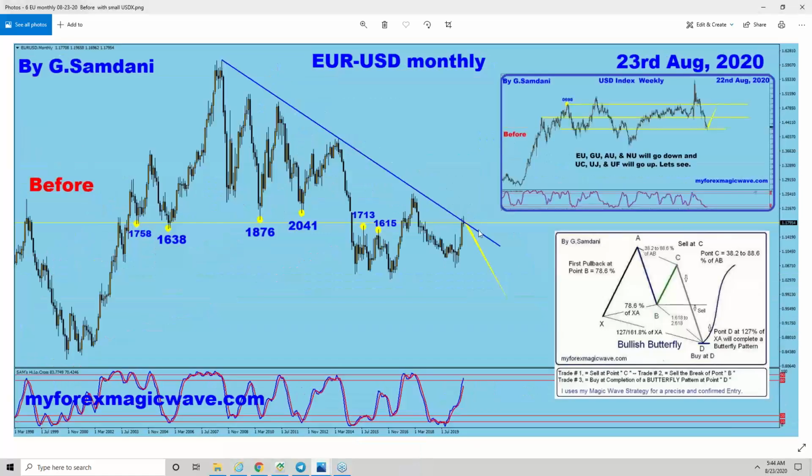So again, if it stays below 1876 and USD starts getting strong, USD is on the right-hand side, and we will go down. And this is what it is cooking.